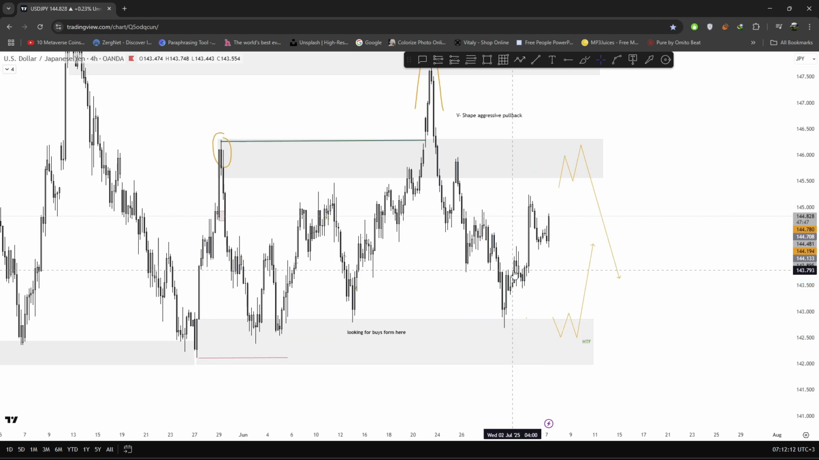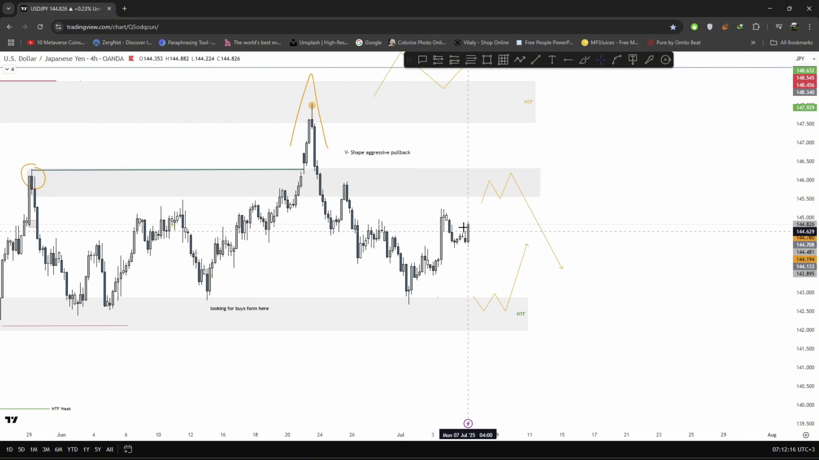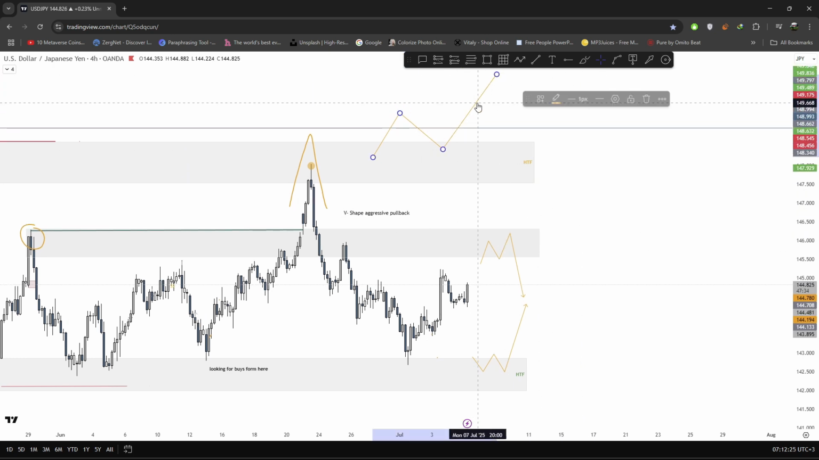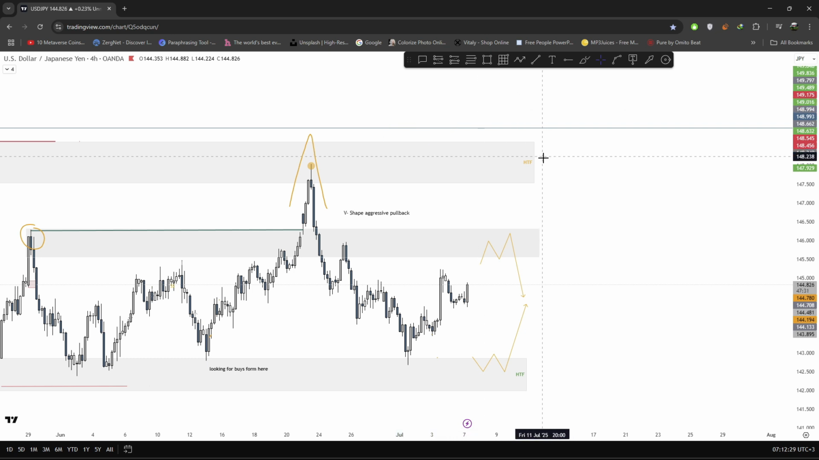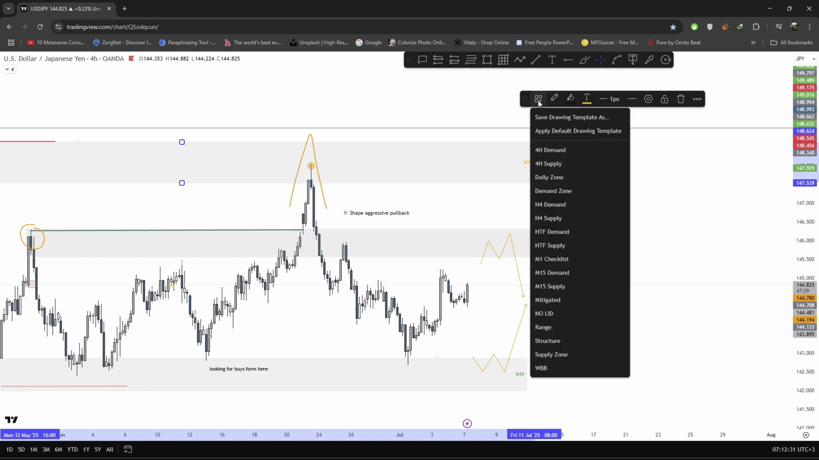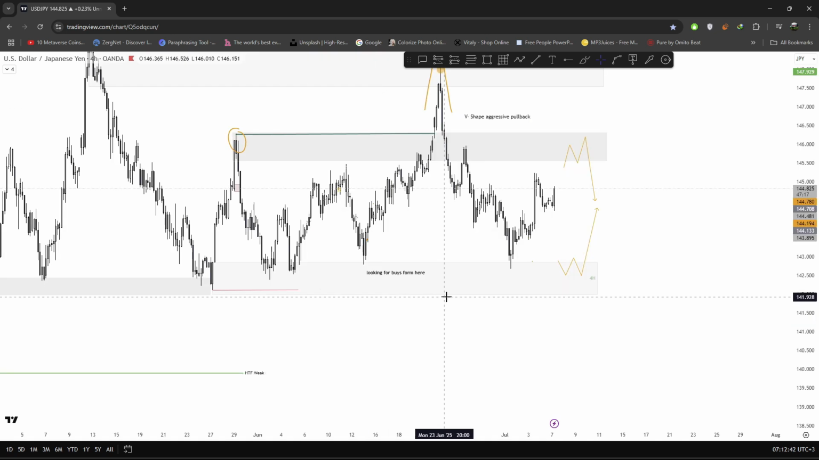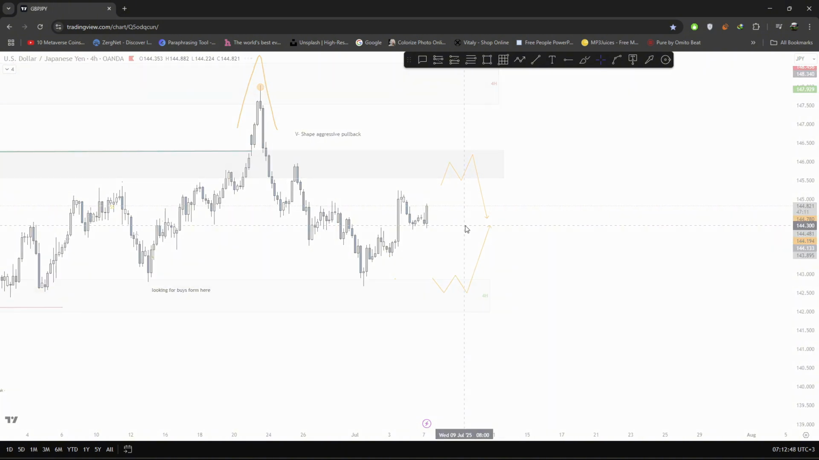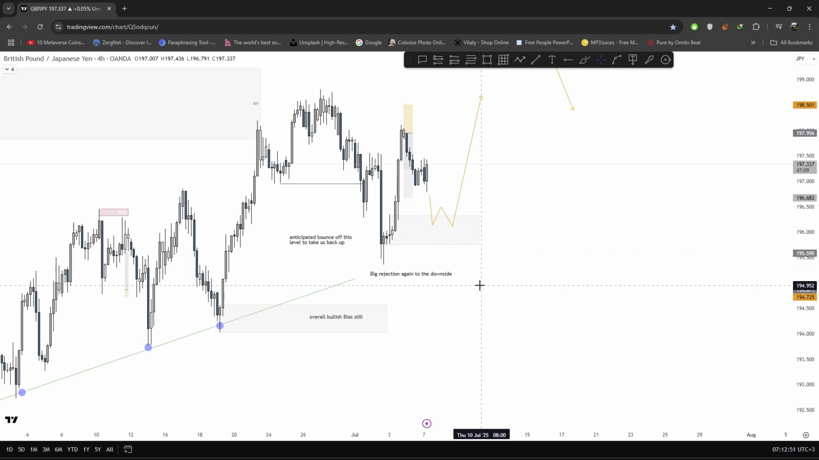From a swing or long-term perspective, I'd have to wait for price to break out of one of these ranges with confidence for me to be looking for either continuation buys or continuation sells. We've been looking for buys from the 148.6 region or zone, but we just didn't get there. So, nothing interesting, nothing exciting on USD JPY. I'll just move on to the next pair.